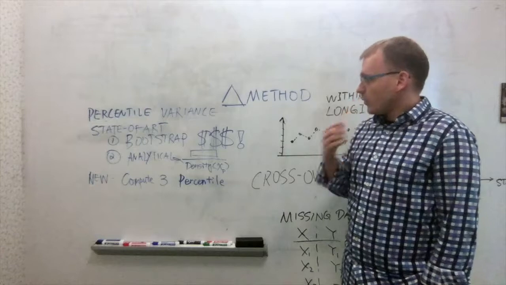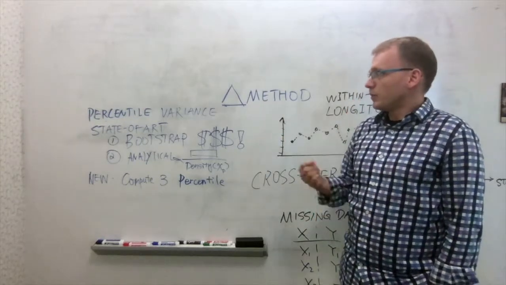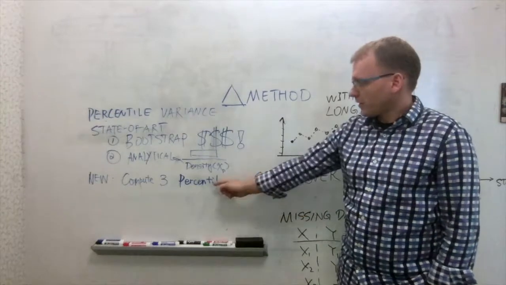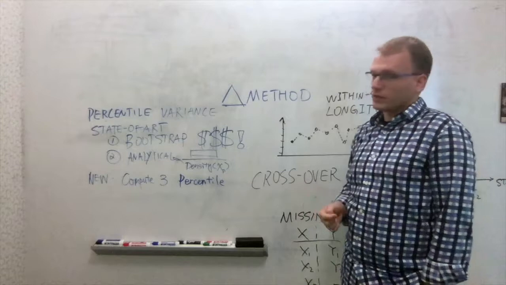To solve this, we propose a new algorithm that combines the best of both worlds here, which only requires computing 3 percentiles and 1 additional pass over the data, and thus is both accurate and computationally efficient.